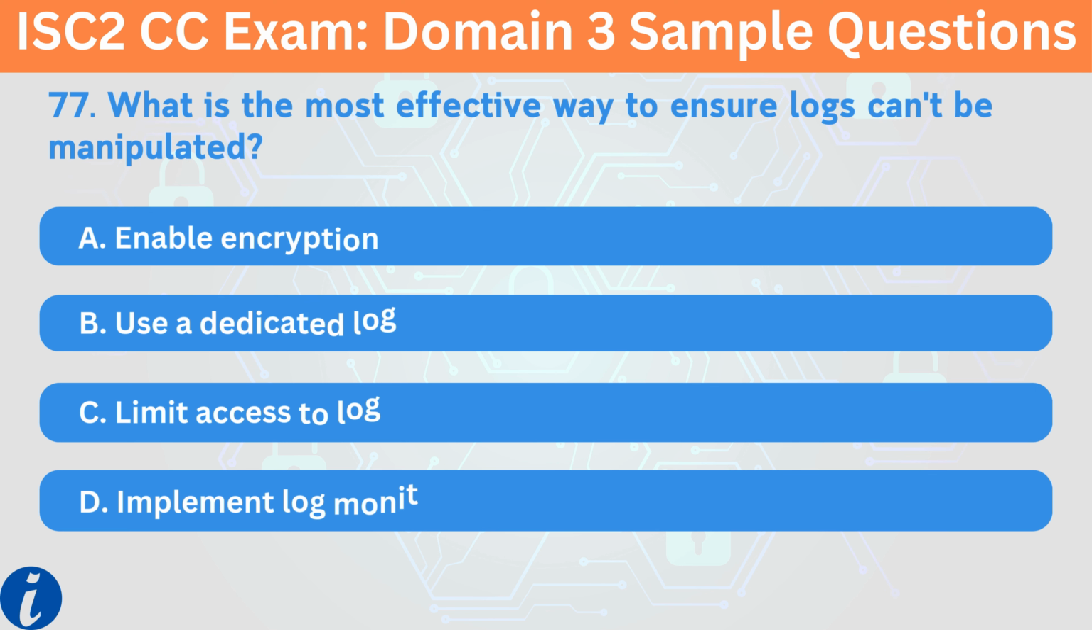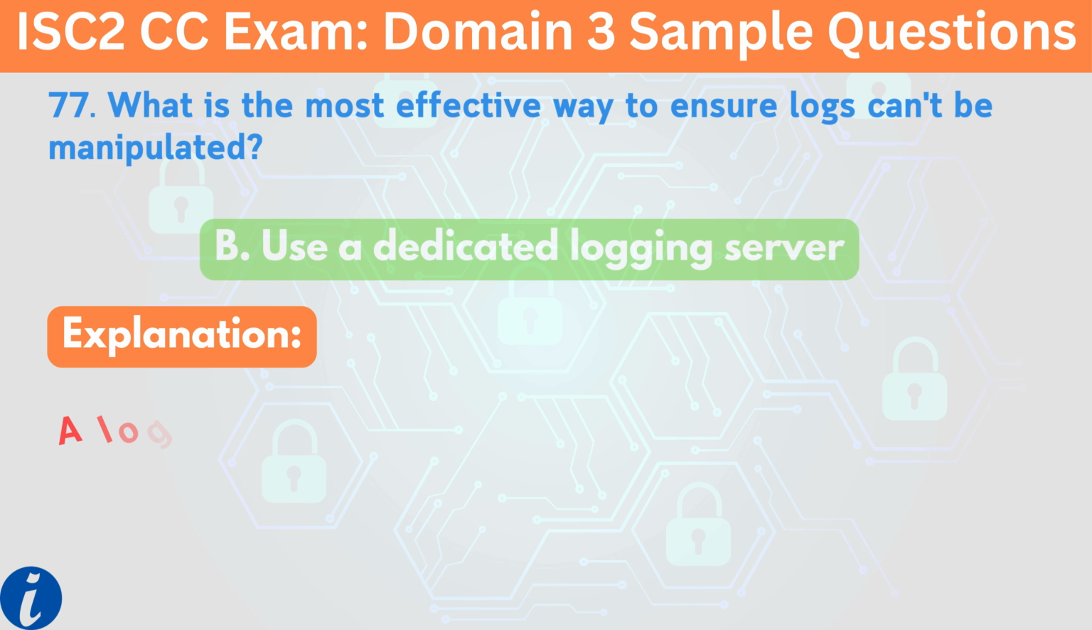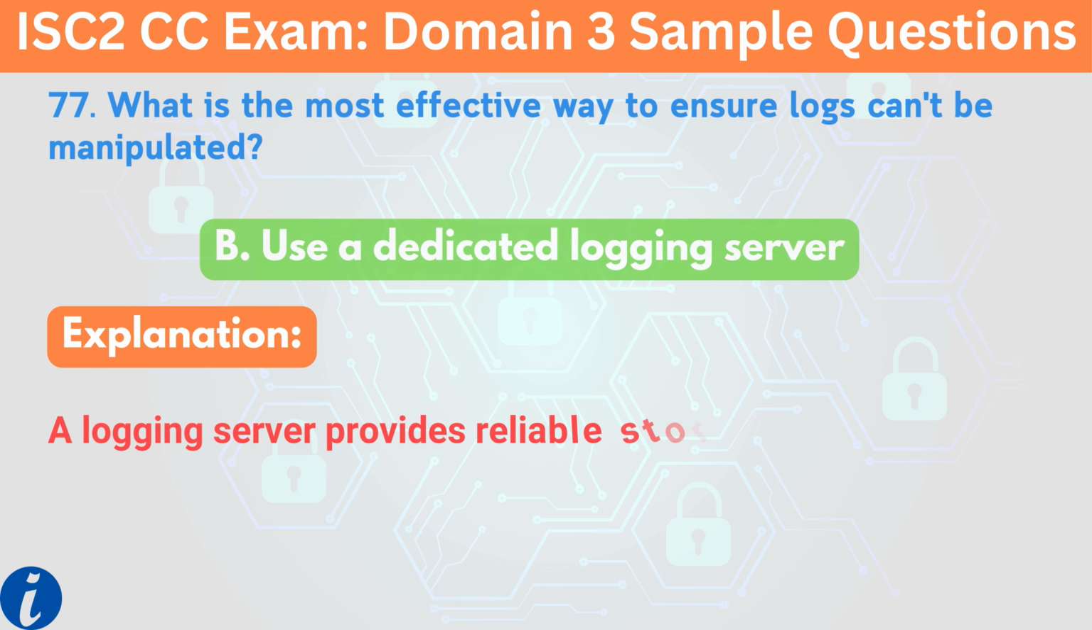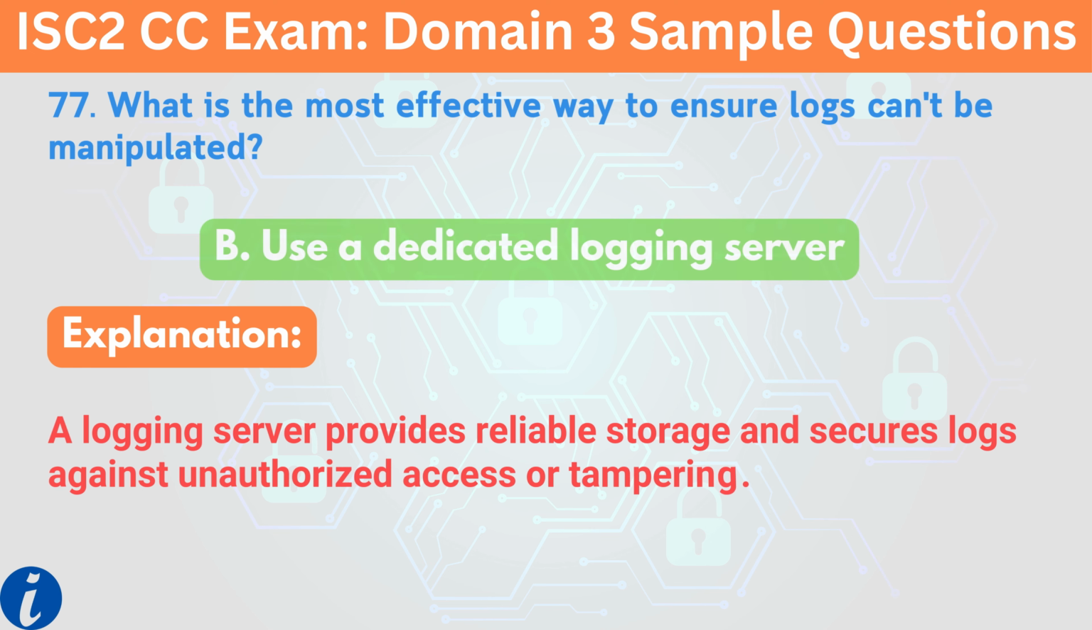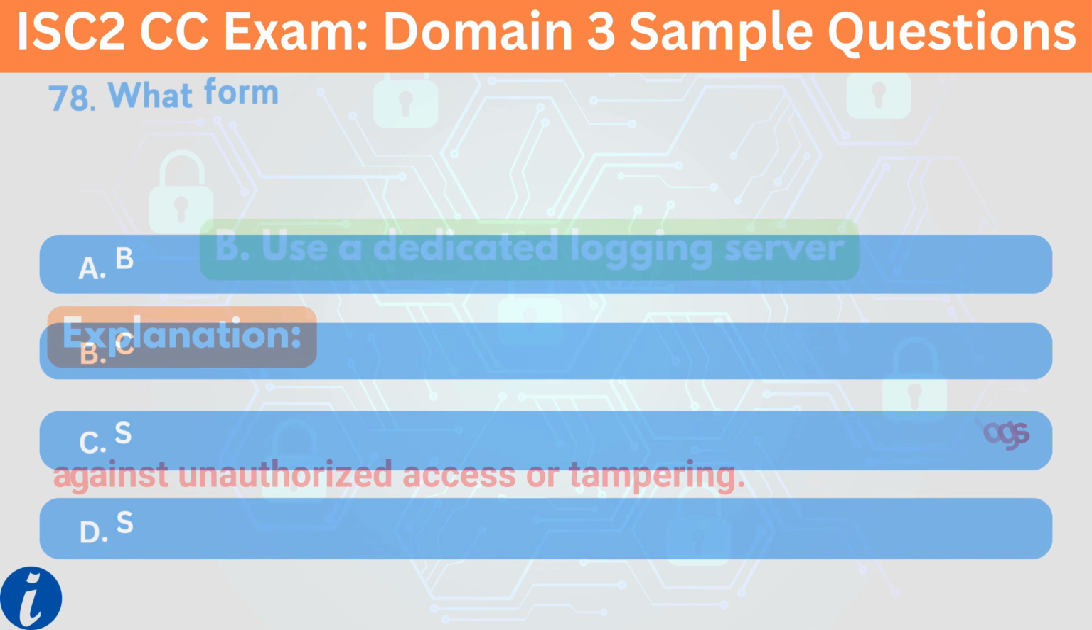77. What is the most effective way to ensure logs can't be manipulated? A. Enable encryption. B. Use a dedicated logging server. C. Limit access to log files. D. Implement log monitoring tools. The correct answer is B. Use a dedicated logging server. Explanation. A logging server provides reliable storage and secures logs against unauthorized access or tampering.